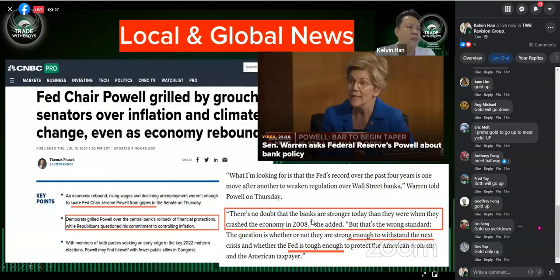There is no doubt that the banks are stronger today than they were when they crashed in 2008, which is what all the Federal Reserve chiefs, from Bernanke to Yellen to Jerome Powell, have been advocating. But that's the wrong standard. The question is whether or not they are strong enough to withstand the next crisis, and whether the Fed is tough enough to protect the American economy and the American taxpayer. I think this is lovely, lovely stuff.